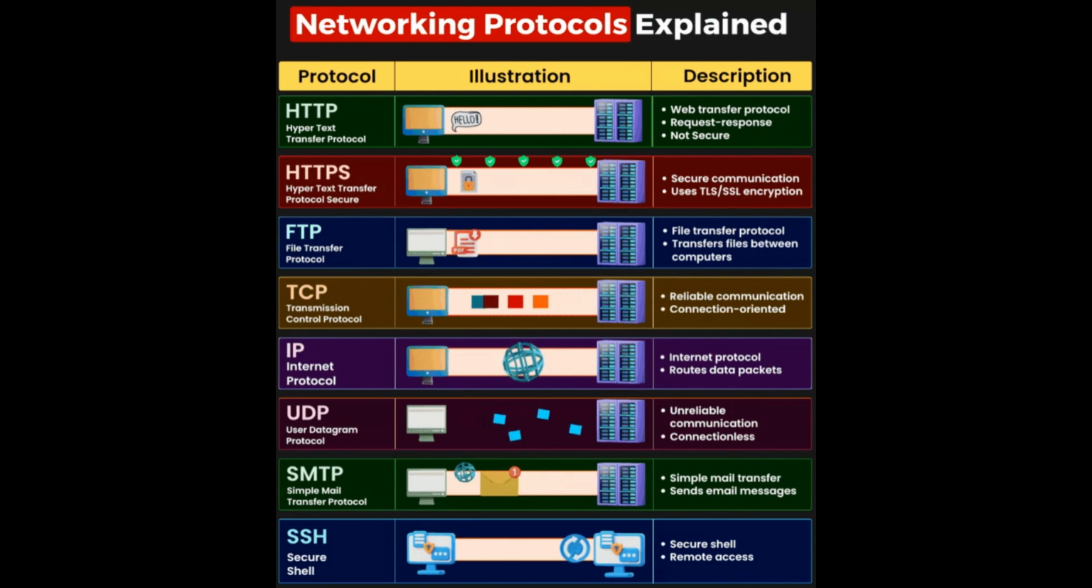7. SMTP, Simple Mail Transfer Protocol. Purpose: SMTP is the protocol used for sending email across the Internet. Functionality: when you send an email, your email client communicates with an SMTP server to transmit the message to the recipient's email server. SMTP is responsible for routing and delivering email messages.